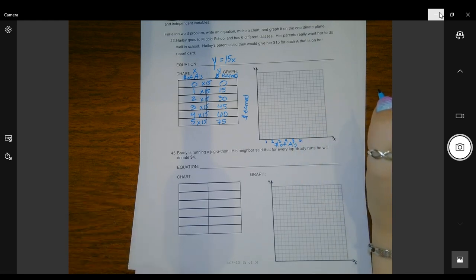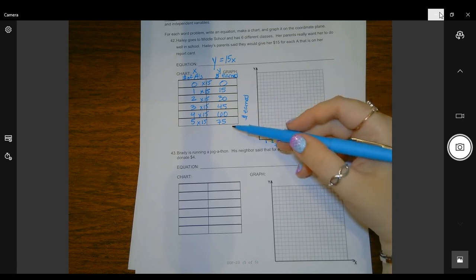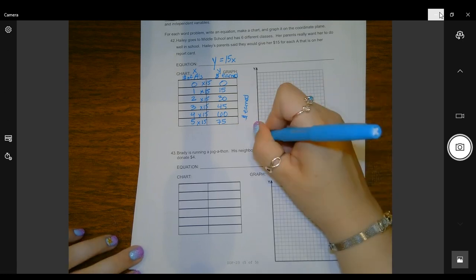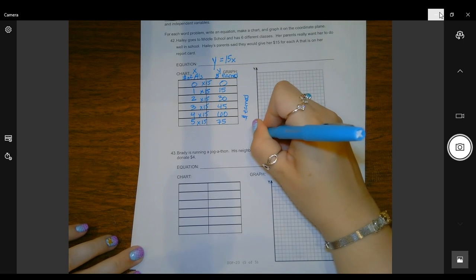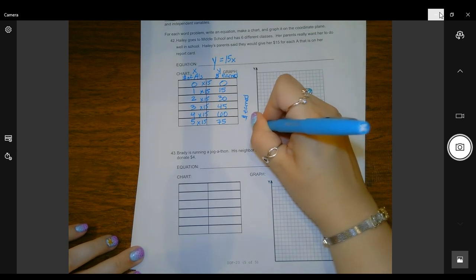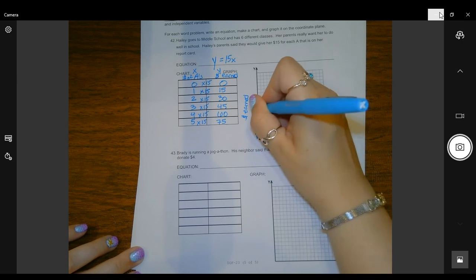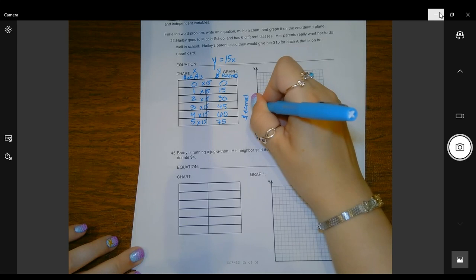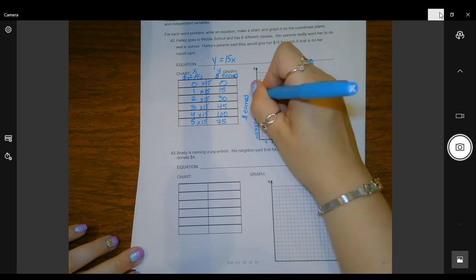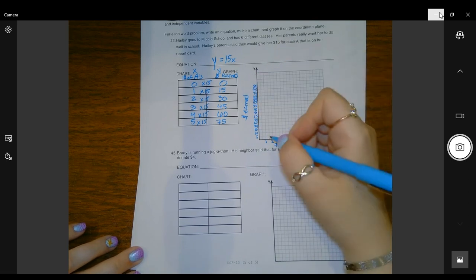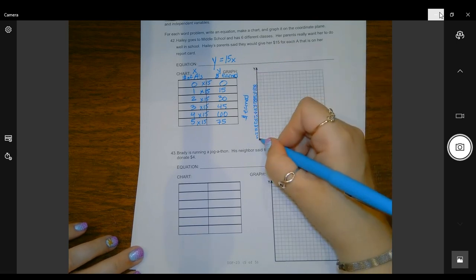For the amount of money, if I count by ones, I'm never going to make it to 75. I'd say let's count by fives. 5, 10, 15, 20, 25, 30, 35, 40, 45, 50, 55, 60, 65, 70, 75, 80.